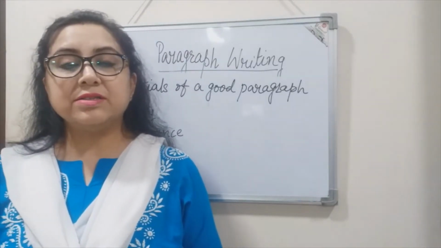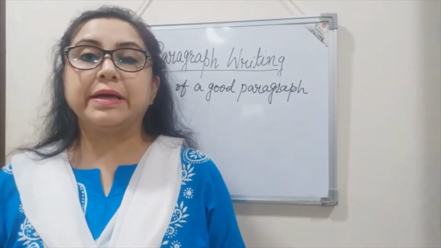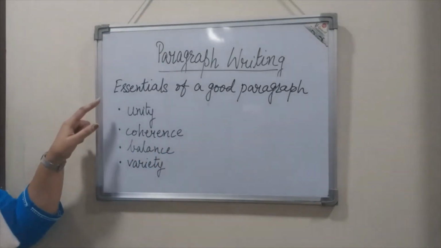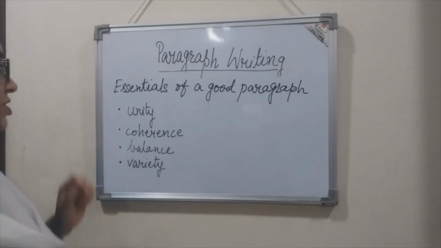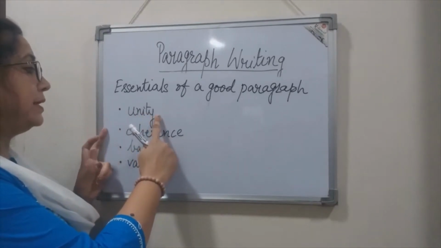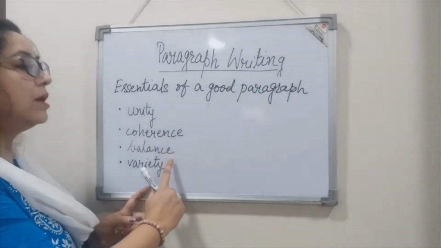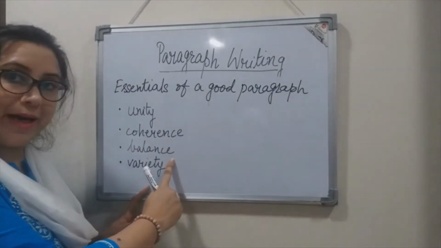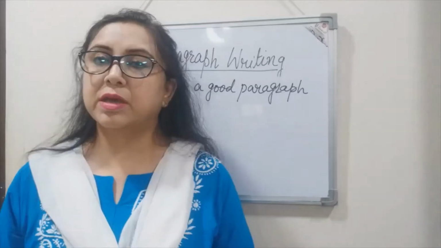In order to construct a good paragraph, we should keep in mind the following essential features, right? And what are these essential features? Point number one, unity. Point number two, coherence. Point number three is balance. And point number four is variety.